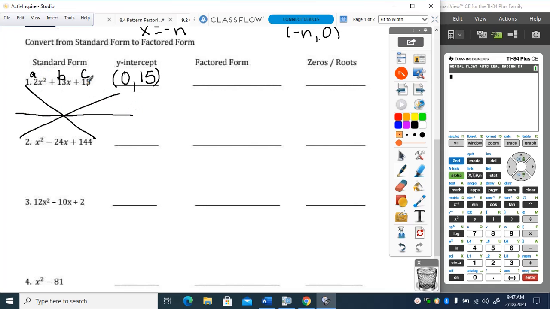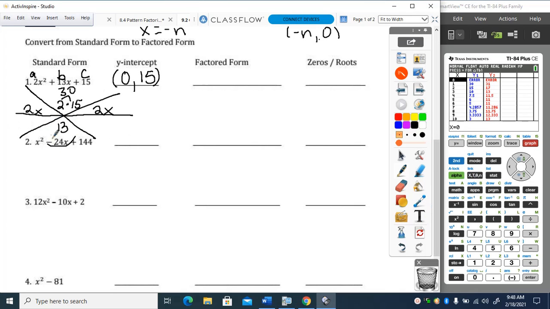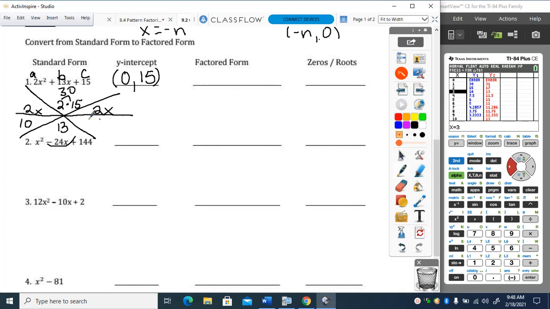Alright, so we got a times c in the top, so that's 2 times 15, which is just 30. We got 13 in the bottom, and we got 2x on the side, and 2x on the side, because we do ax. So now let's see what numbers multiply to get us 30 and add to get us 13. We'll do that by going to y equals, putting our number at the top, so 30 divided by x, and 30 divided by x plus x, and see where we get our bottom number. So where we see 13 in y2. Let's go find it. Go down to 13, and what two numbers do we get? 10 and 3. So that means two of my factors are 10 and 3.